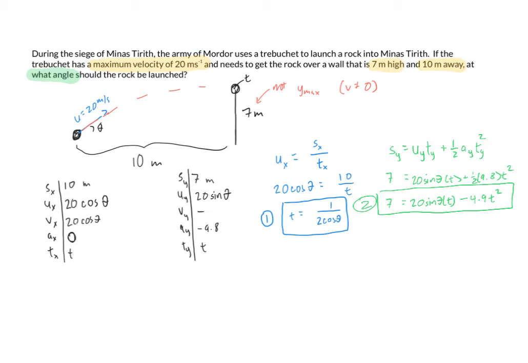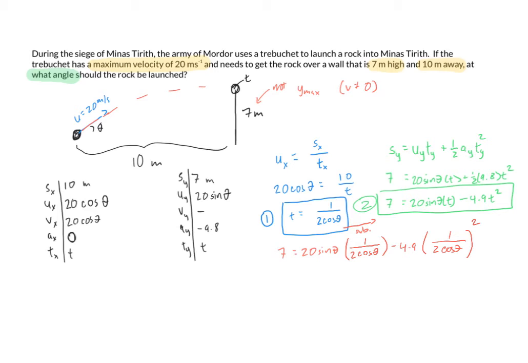Even more nicely, in equation number 1, I've already solved for one of my variables, so it makes it very easy to substitute t in our first equation into our second equation. And so I'm going to go ahead and do that. I'm going to go ahead and substitute. And what I'll do is I will find that 7 is equal to 20 times the sine of theta times 1 over 2 cosine theta minus 4.9 times 1 over 2 cosine theta, that whole quantity squared.